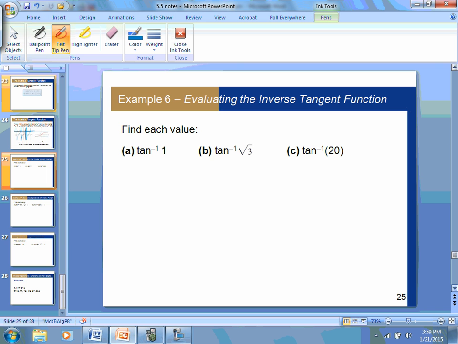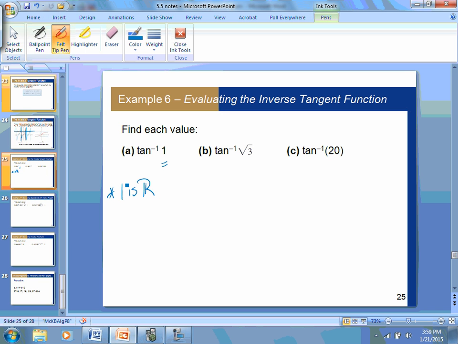Okay, so a couple examples here to deal with our inverse tangent and how we evaluate those. Remember, we want to take a look at the number that they give us for x. So here we have the inverse tangent of 1. So this is our x value, and we have to say, okay, is this number a real number? Well, yeah, 1 is a real number. So I can go ahead and evaluate this.